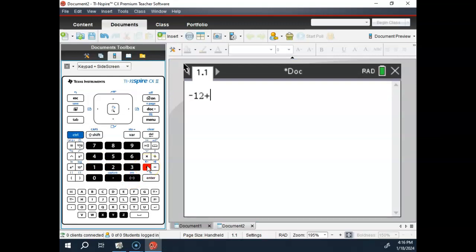Plus, and now I need an integral. There's 2 different places to find it. I'm going to show you both, and I guess you can decide what makes the most sense to you.